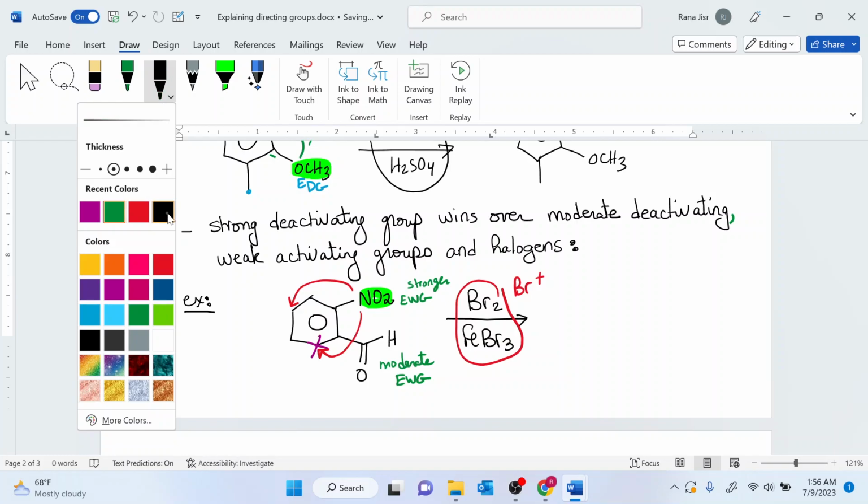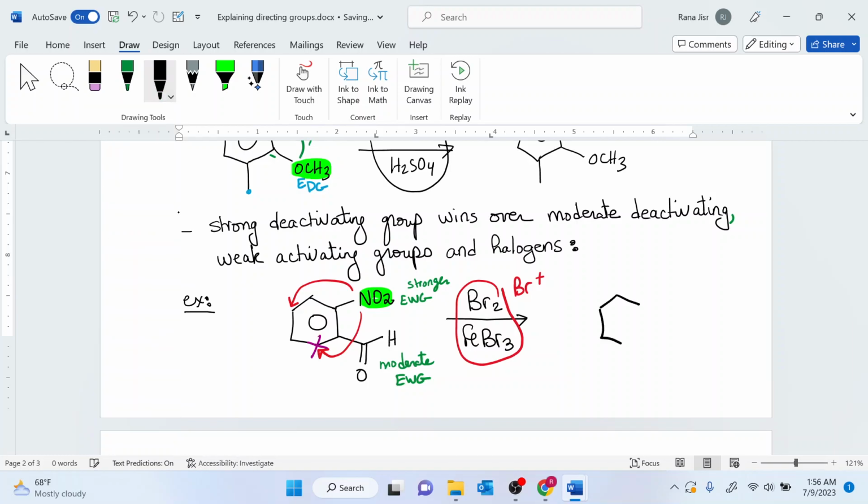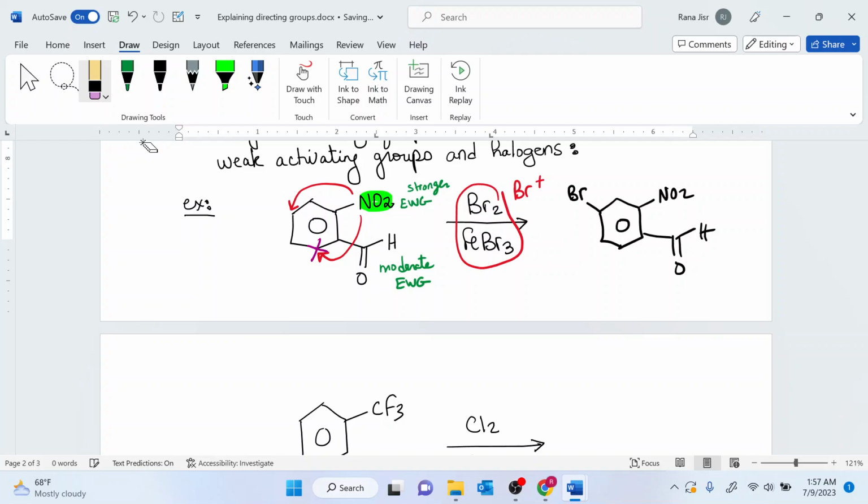And our only product that is going to be formed is going to be the NO2, the aldehyde, and then your bromine is going to add meta to the NO2 on this side and not on this carbon, because you will have steric hindrance.